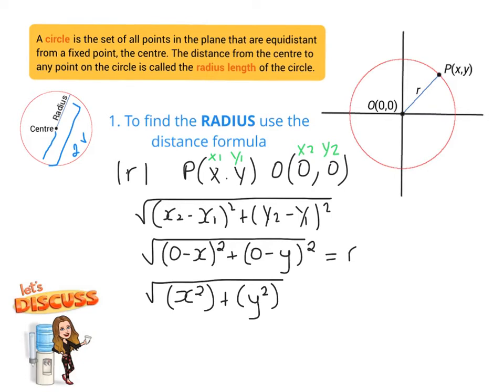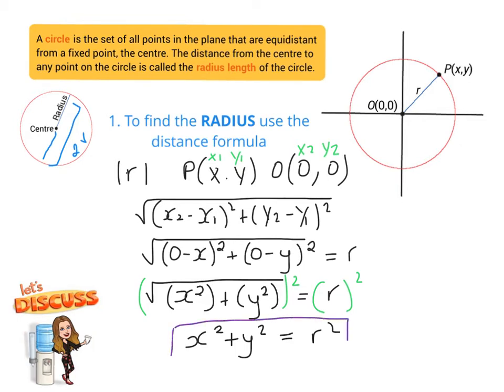equal to r. Now if I want to get rid of that square root, I need to square both sides. So I'm squaring this side and I'm squaring this side. So that leaves me with x squared plus y squared equals r squared. And that is the equation of a circle that we are looking for. And we just derive it from the distance formula.